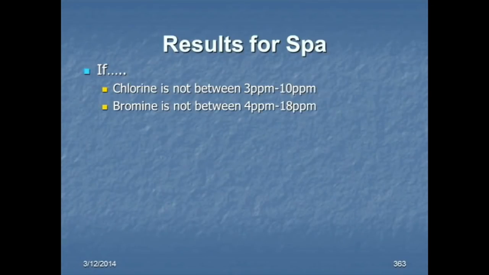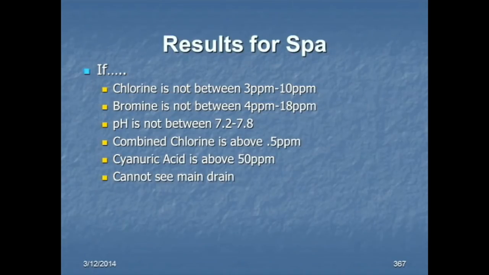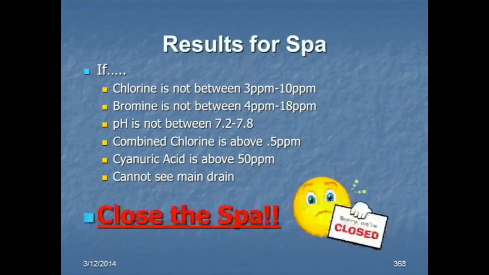Information for a spa, chlorine levels, bromine levels, pH, the combined chlorine, same numbers on those. The bromine and chlorine, the minimum is a little bit higher in a spa. The stabilizer, if it's above 50, same scenario as a pool. Again, if you can't see the main drain, any of these 6 items don't meet the standard, you need to close your spa. It's got to be closed. Take the initiative. Don't rely on an inspector. You are the one that's responsible for that facility.